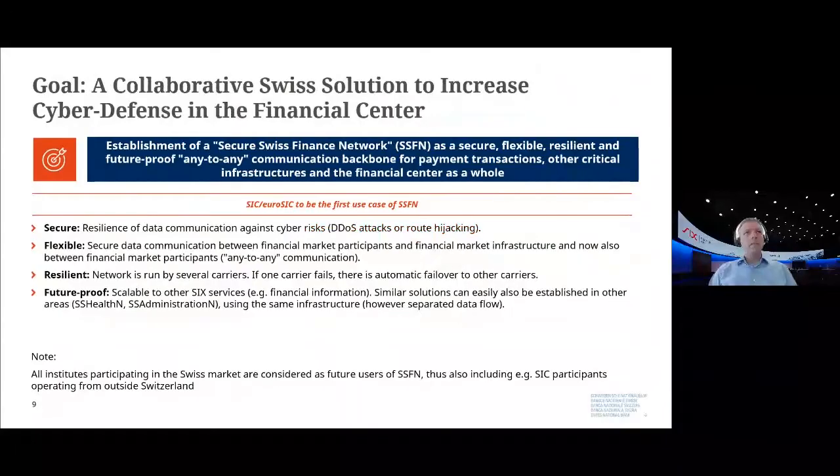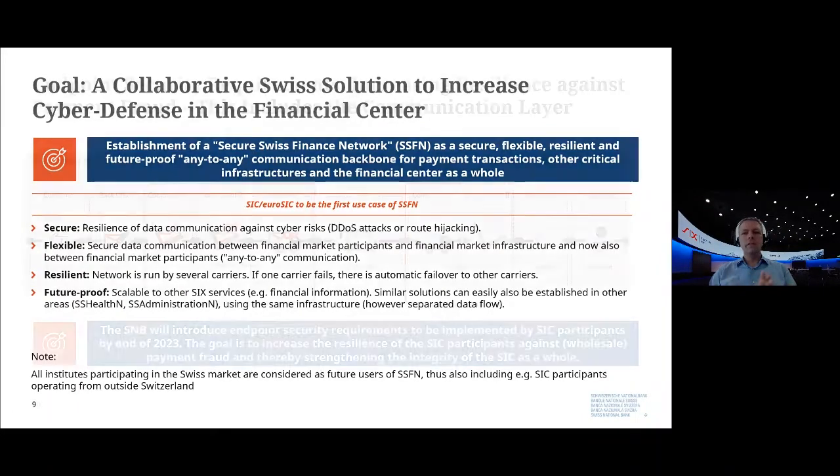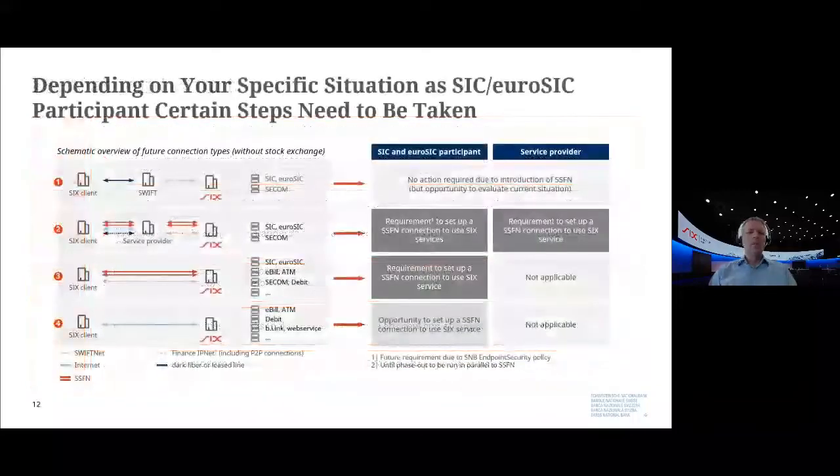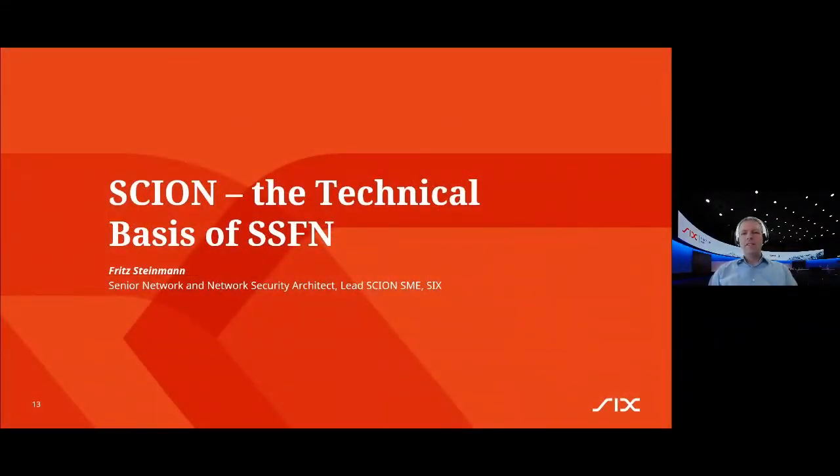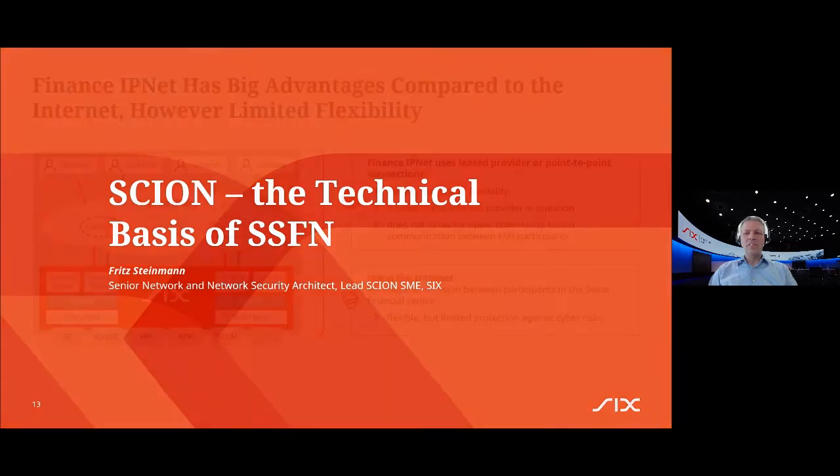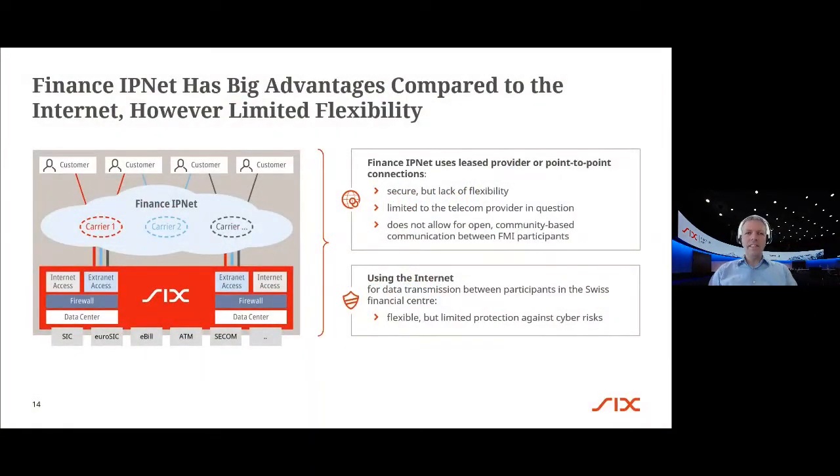All right. Can you skip to the actual technical introduction, because I don't want to take over the S&B part. Just give me the opportunity to give you some insight into how the SSFN actually looks from the technical side. So SSFN is based actually on Cyan, and we will look into this in a deeper fashion. But first, let's look into Finance IPNet, how this is actually working right now.